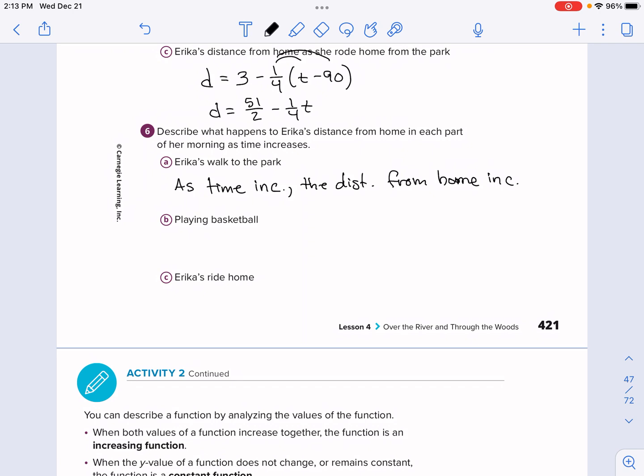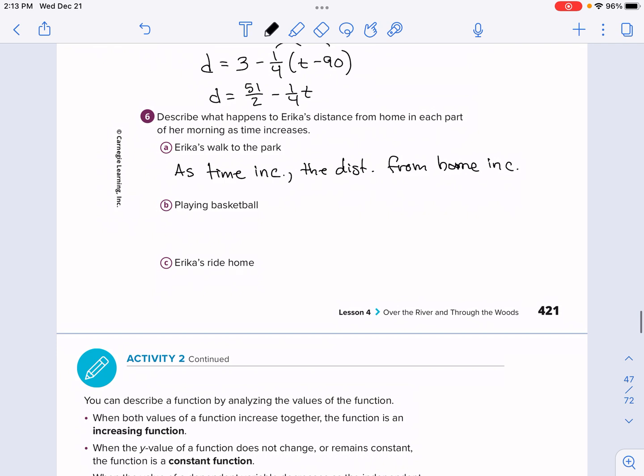increases. The distance from her to the park decreases because she's getting closer to it, but this is comparing it from home. Everything is comparing it from home. As she's playing basketball, so we're going to say as time increases again, the distance, she's only at the park playing basketball, so the distance from home is constant. It's just exactly 3 miles away.